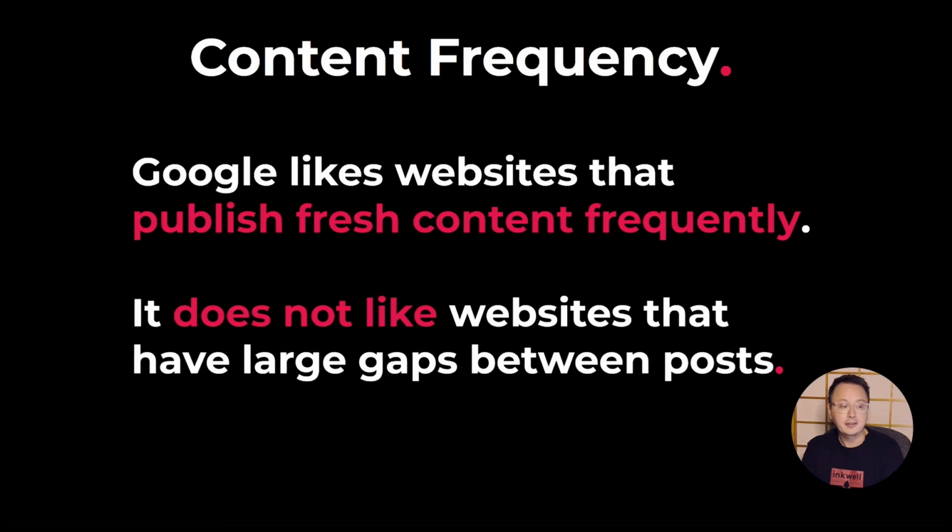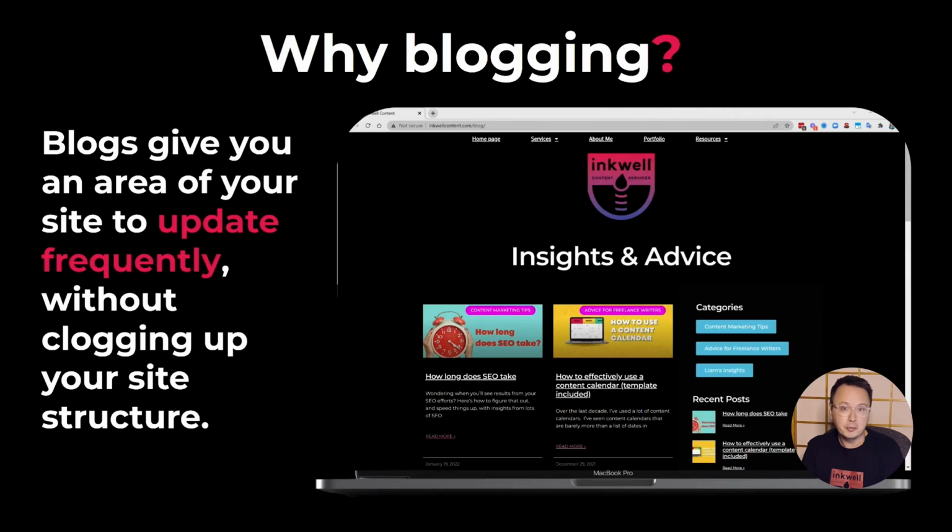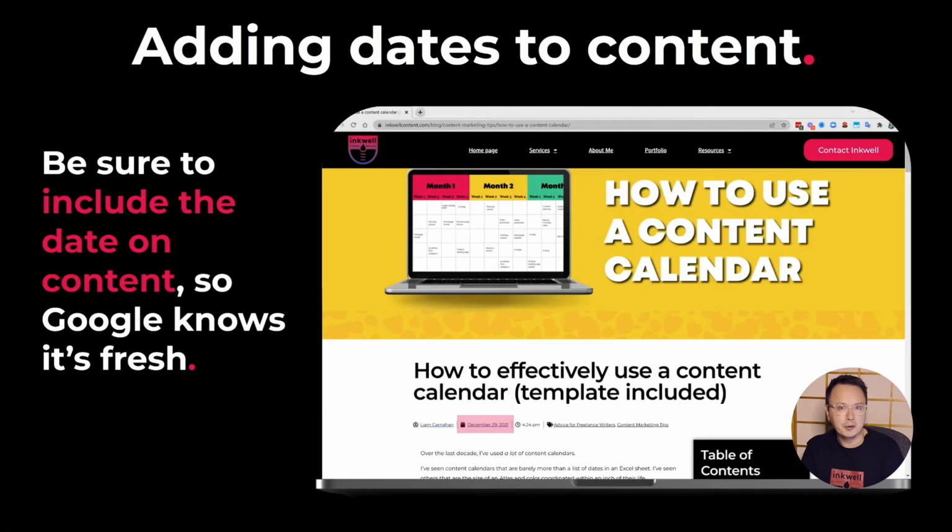For this reason, it's important that you are regularly updating your site with fresh content a few times a month at least. This is one of the reasons blogs are so valuable to people who are using SEO as a marketing strategy. When you have a blog, it gives you a place to upload lots of fresh content without clogging up the rest of your site structure. Whenever you post a piece of content for SEO purposes, make sure that you include the date when you upload it. This allows Google to know just how fresh that piece of content is.